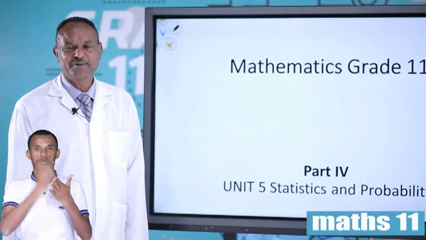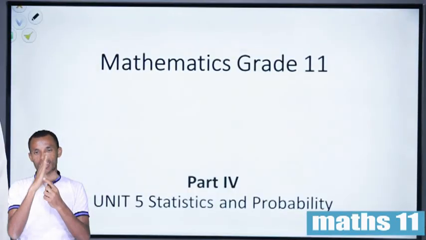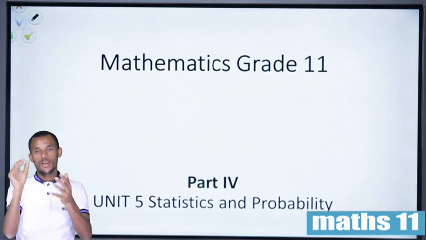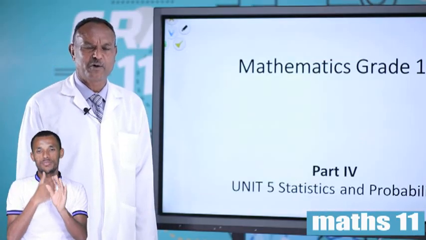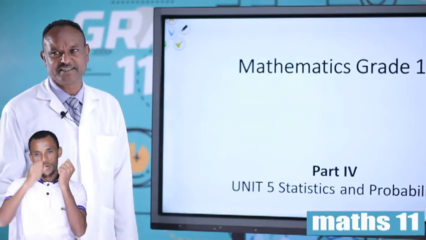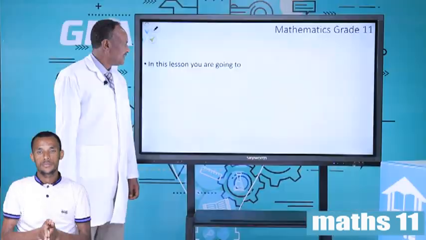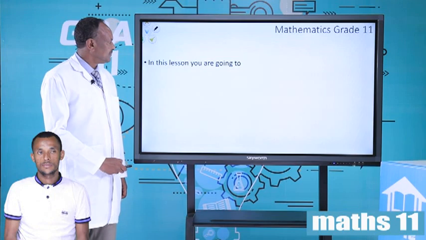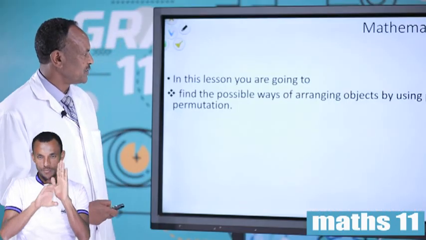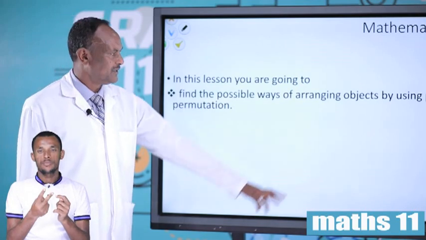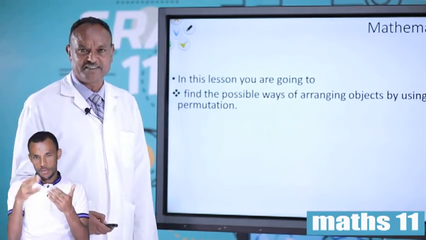Last week we discussed the probability of an event, and the principle of permutations and combinations. Today we are going to discuss some more exercises based on permutations and combinations with related problems. In this lesson we are going to see the possible arrangements of objects by using the principle of permutations.